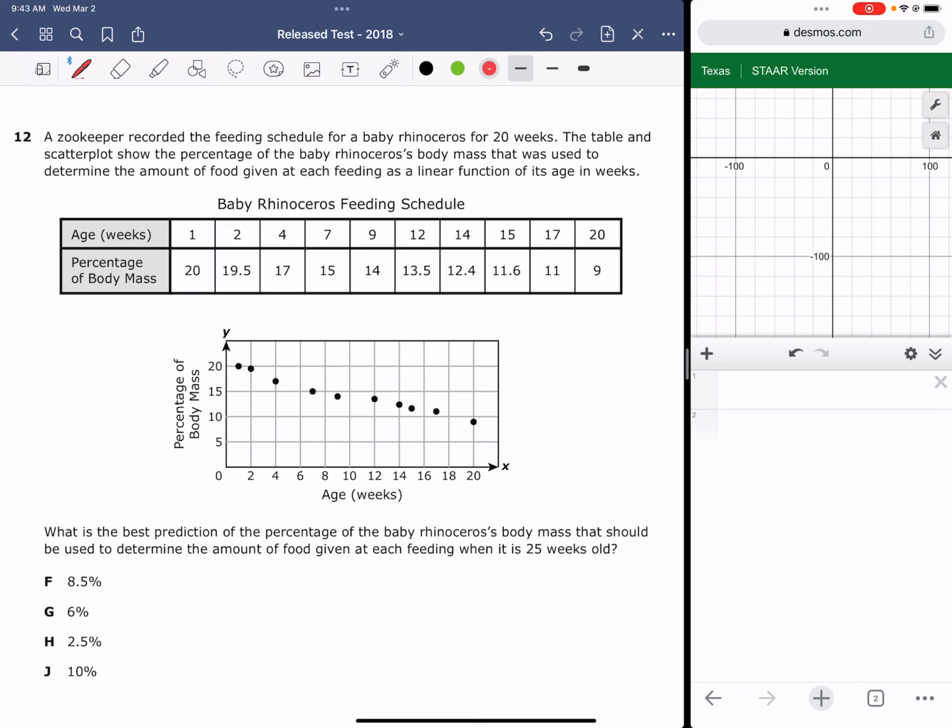What is the best prediction of the percentage of the baby rhinoceros's body mass that should be used to determine the amount of food given at each feeding when it is 25 weeks old?